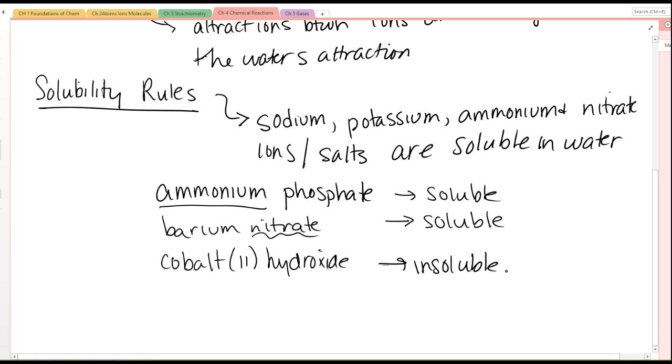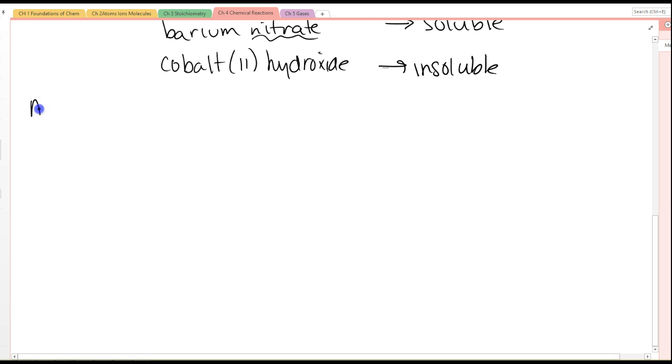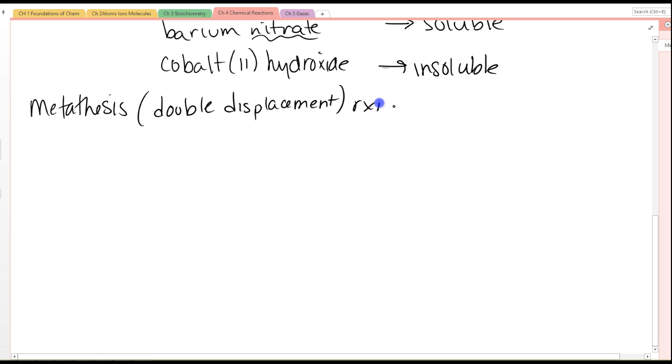Okay, so why do we need to know about solubility? Because this is going to help us predict a product of a precipitation reaction. Let's look at an example. This is a metathesis, sometimes called a double displacement. Okay, here's an example of a metathesis reaction. And see if you can write this out from memory.